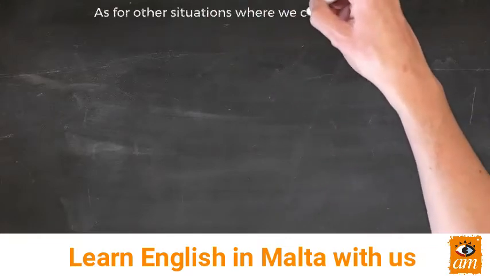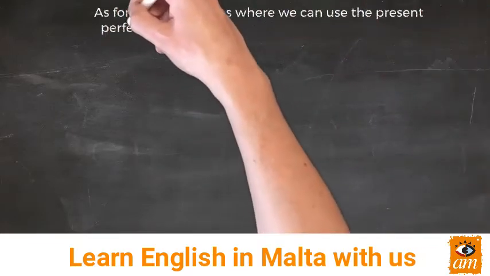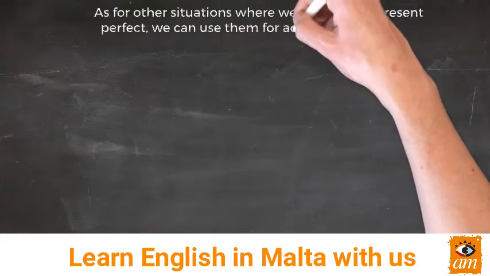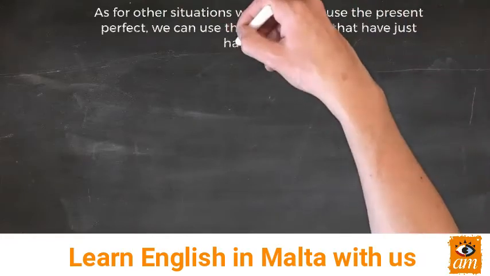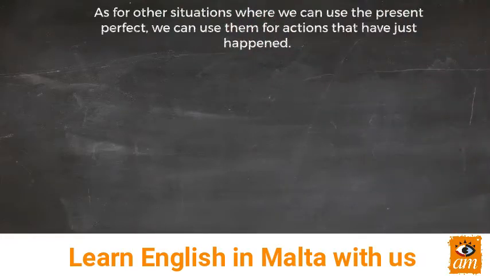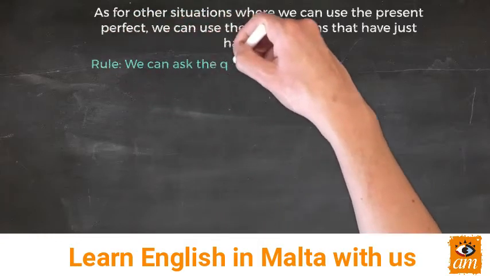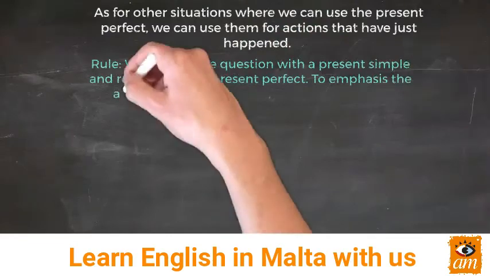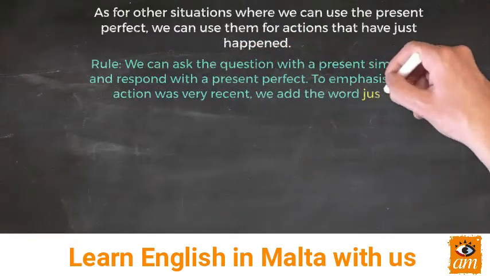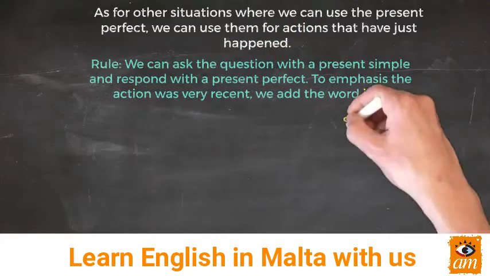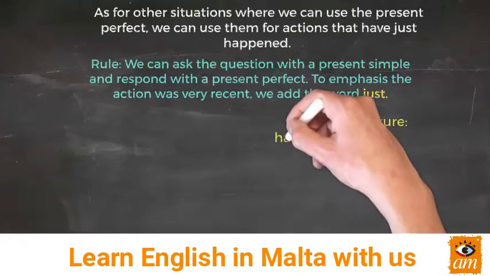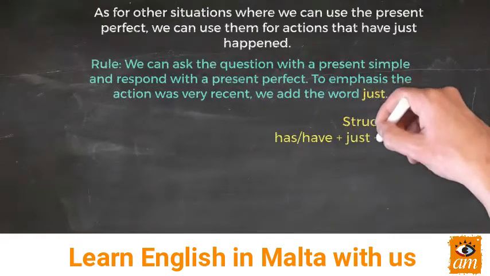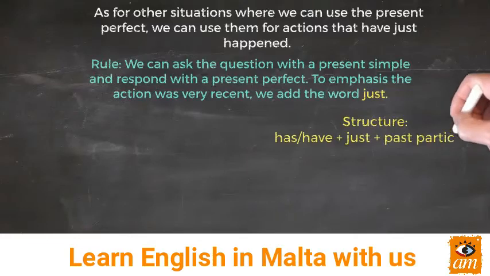As for other situations where we can use the present perfect, we can use them for actions that have just happened. The rule: we can ask the question with a present simple and respond with a present perfect. To emphasize the action was very recent, we add the word just. The structure: has or have plus just plus past participle.